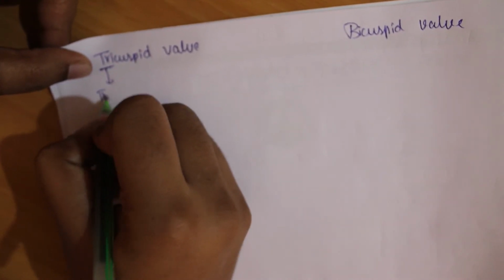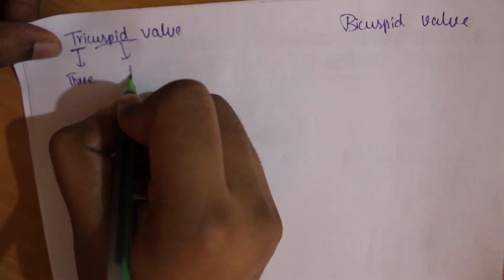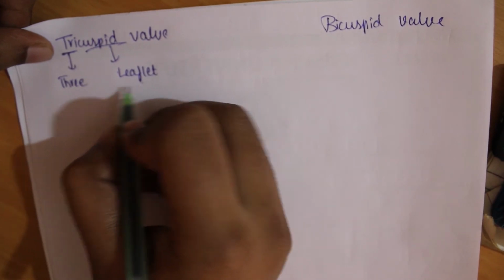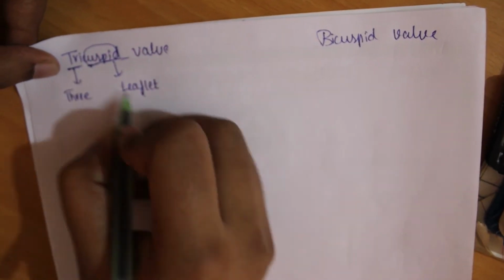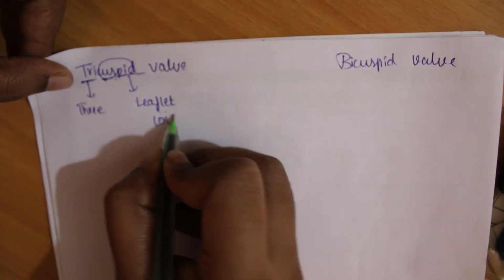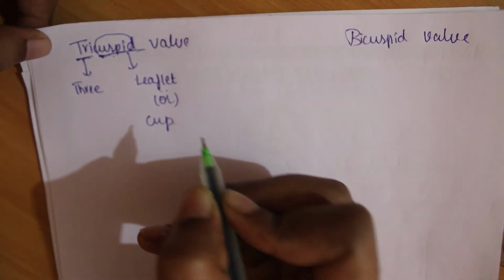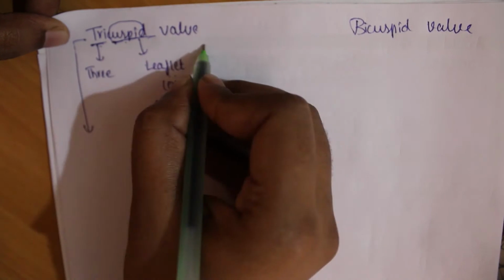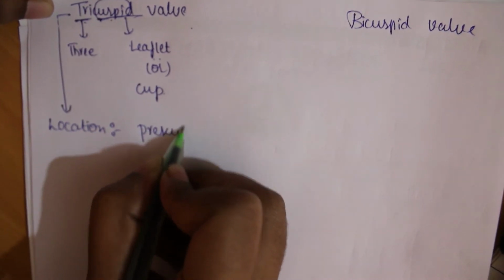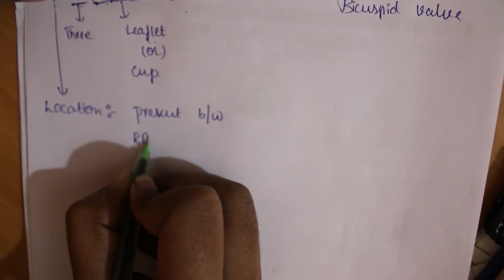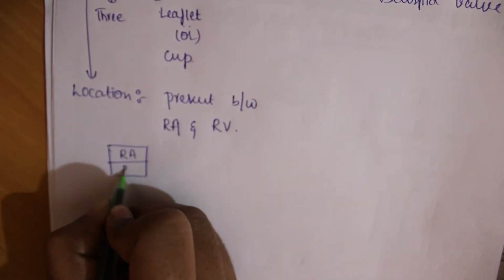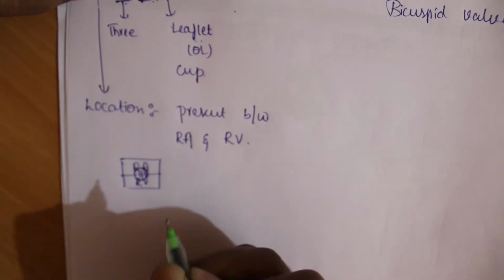Tri means three, cusp means leaflet. These look like leaflets, so the name cusp is given. It is a Greek word, and the meaning of the Greek word is leaflet. These are also called cup-like structures. What is the exact location of the tricuspid valve? It is present between the right auricle and the right ventricle.